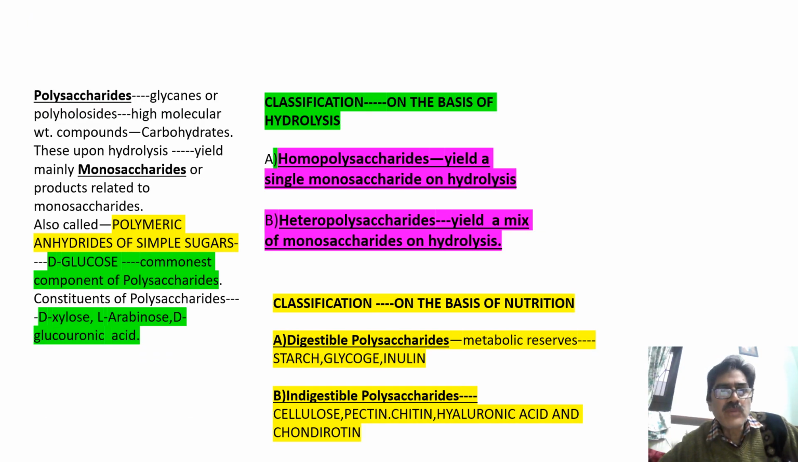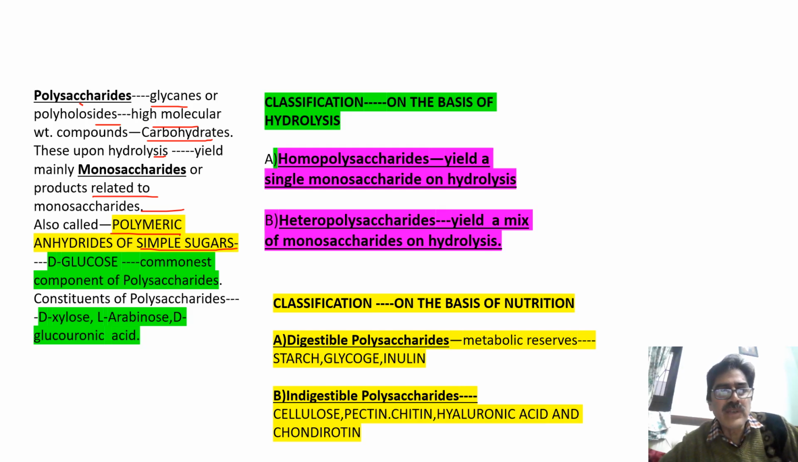Now we'll talk about polysaccharides. Polysaccharides are also referred to as glycans or polyholosides. They are high molecular weight carbohydrates, and upon hydrolysis they give mainly monosaccharides or products related to monosaccharides. They are also referred to as polymeric anhydrides of simple sugars, because monosaccharides are basically simple sugars.